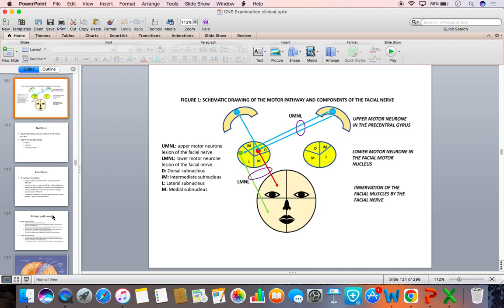So lower face is innervated from the contralateral hemisphere only. So UMN lesions involve the lower face sparing the upper face.